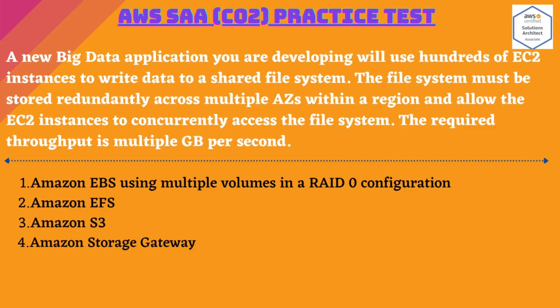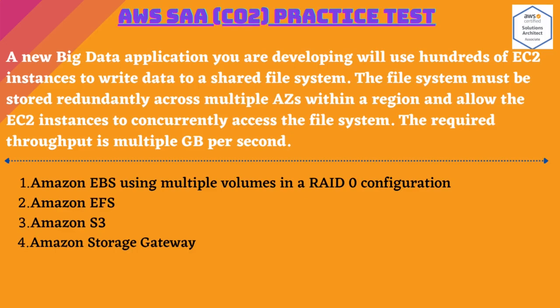So the first option we have here is Amazon EBS using multiple volumes in a RAID 0 configuration. Amazon EBS volumes cannot be accessed concurrently by multiple instances, so it can be accessed only by a single instance. Amazon EBS is a block store which can be accessed by only a single instance. The question is asking for a file system which is going to be attached to multiple EC2 instances. So this is not the correct answer.